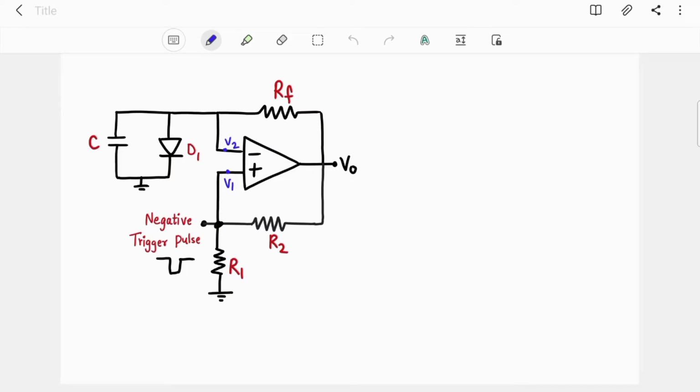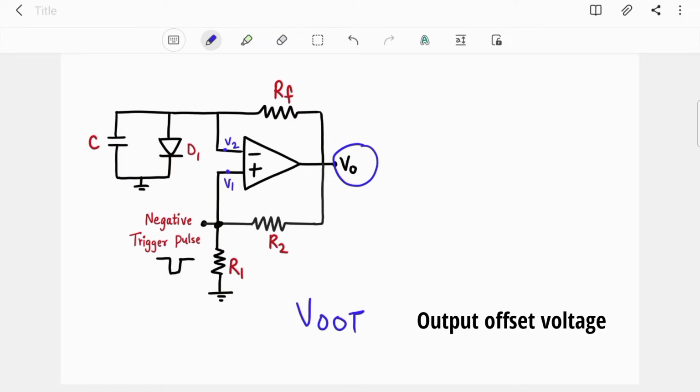Now initially there are no inputs. Initially neither this trigger pulse nor any input is applied to this circuit. Okay, when there is nothing at input side but there is some small voltage at output side, that leakage voltage is called output offset voltage, VOOT.